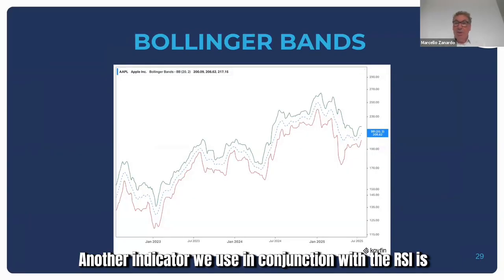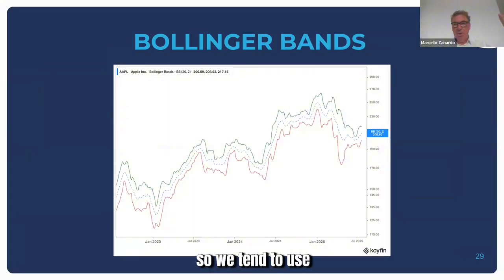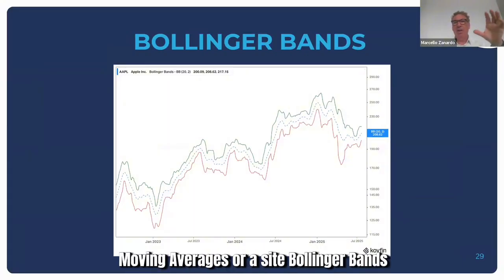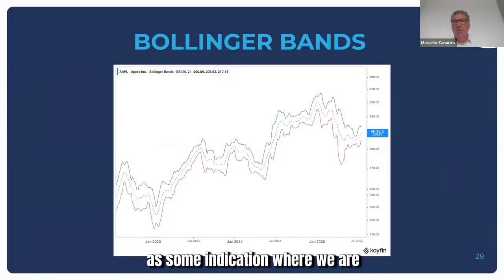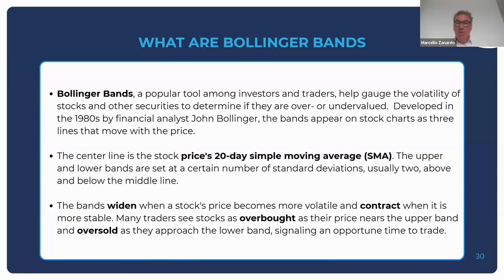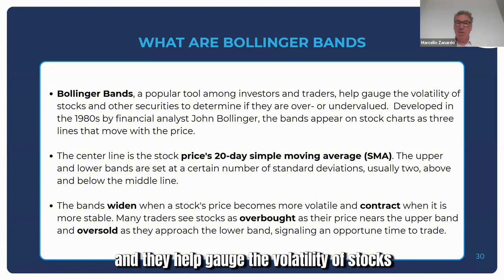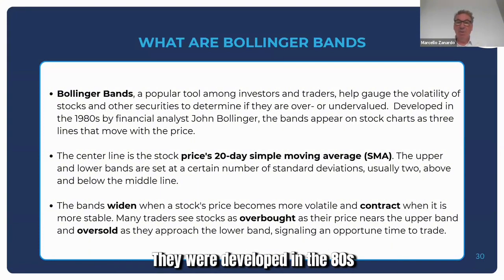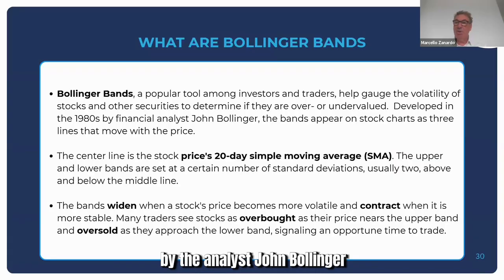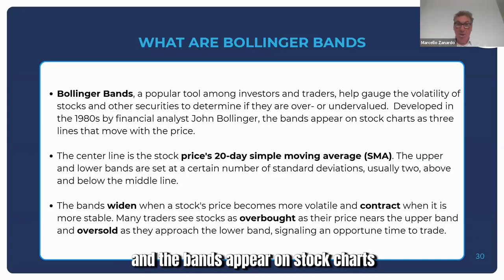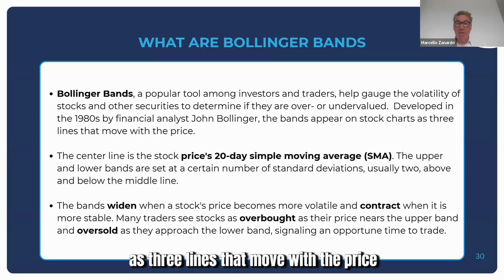Another indicator we use in conjunction with the RSI is Bollinger Bands. So we tend to use moving averages, RSI, Bollinger Bands as some indication of where we are in the stock cycle or market cycle. Bollinger Bands is a popular tool among investors and traders, and they help gauge the volatility of stocks and other securities. They were developed in the 80s by the analyst John Bollinger, and the bands appear on stock charts as three lines that move with the price.